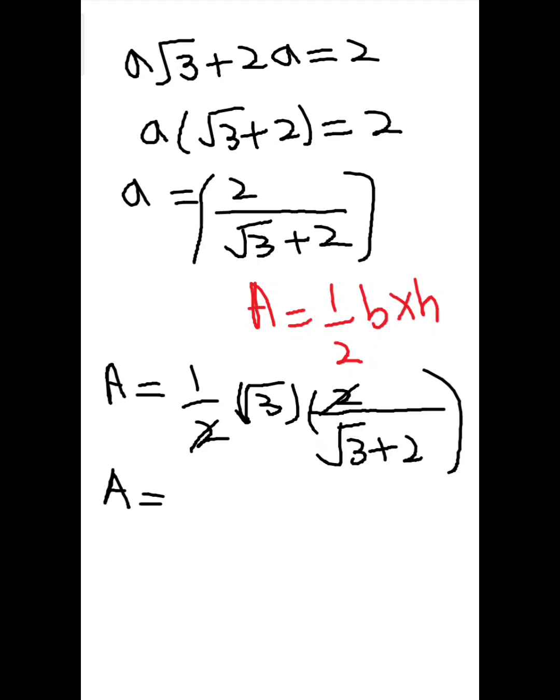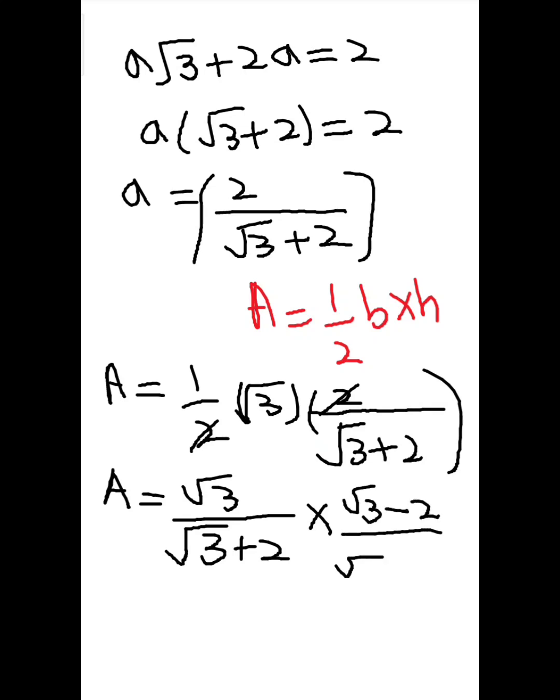Area is equal to square root 3 over square root 3 plus 2. To get a proper answer, we are taking the reciprocal, so it means multiplying by square root 3 minus 2 over square root 3 minus 2.